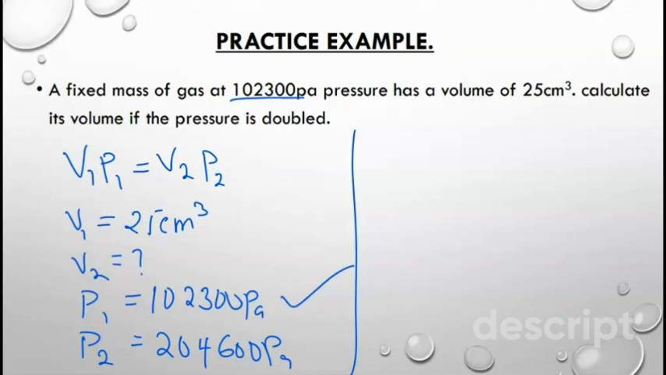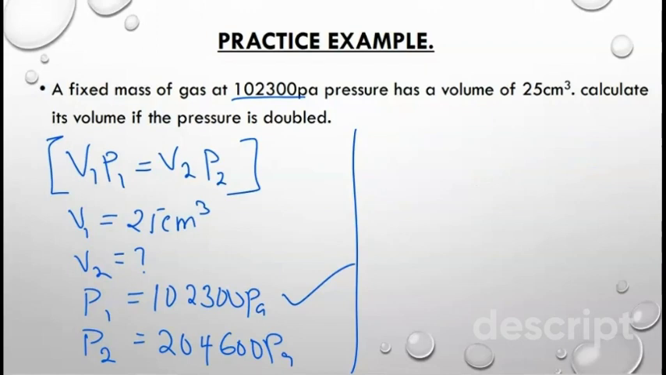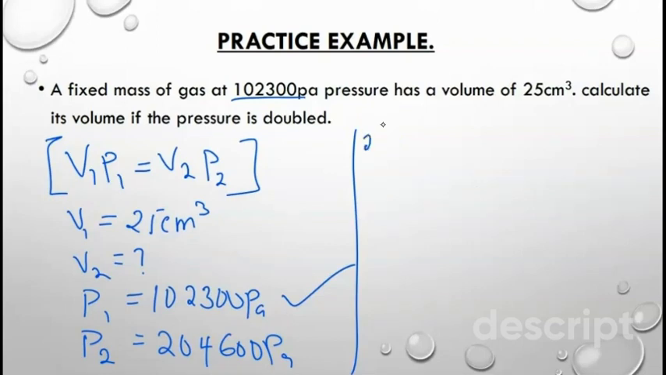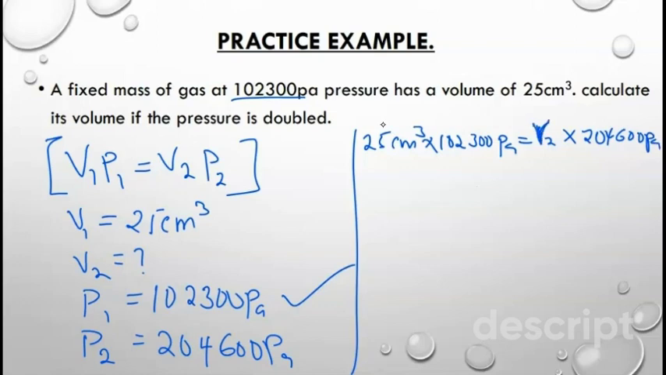Yes. I'll take the formula and substitute with the values. V1 is 25 cubic centimeters multiplied by P1 Pascal equals V2, which we don't have, multiplied by P2. Now we want to calculate the value of V2. How shall we go about it?